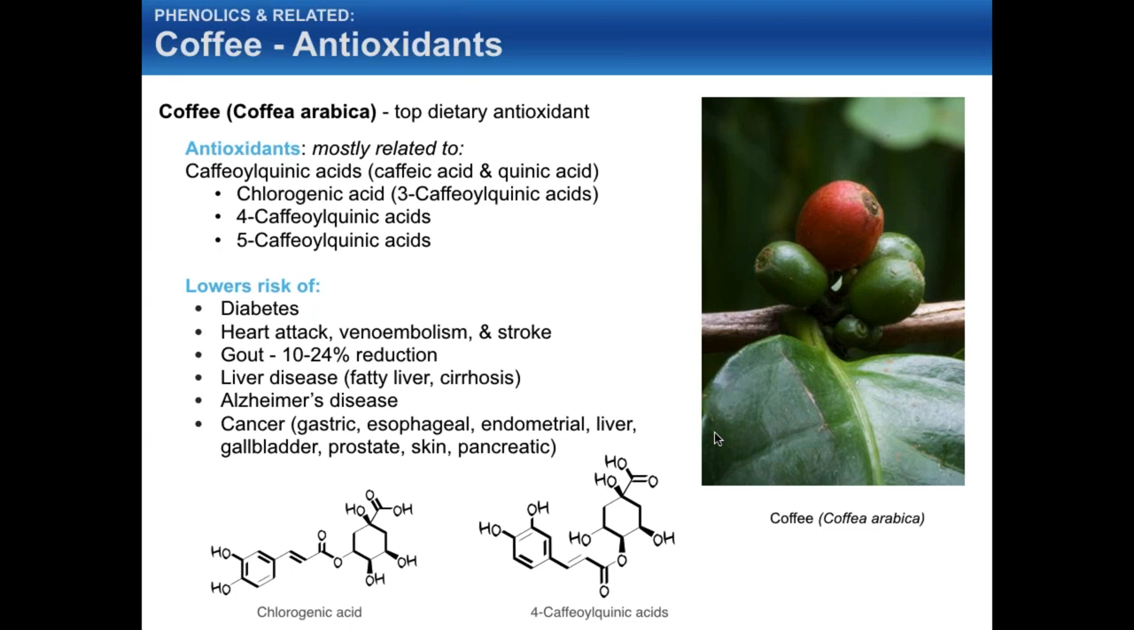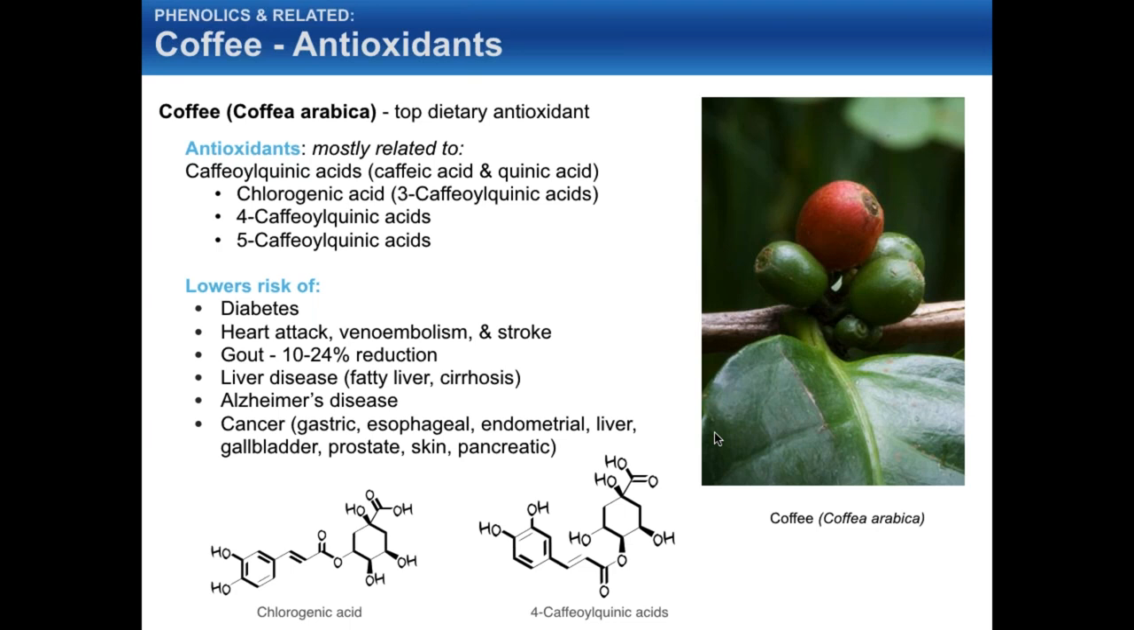And so gout is a disorder where purines aren't being excreted properly and they accumulate. You get uric acid accumulating in the joints, and it can be very painful, typically causing really bad inflammation in the toes and the feet, but it can occur in other spots. Some people seem to be susceptible to it, but eating a high meat diet, lots of alcohol, and lots of sugar can also increase your risk for gout.